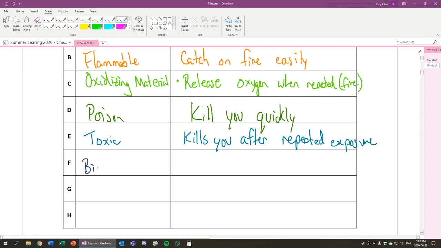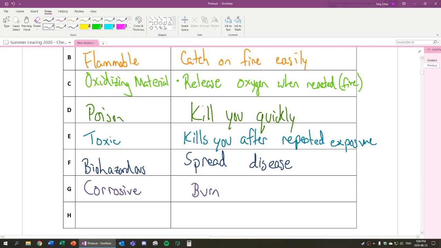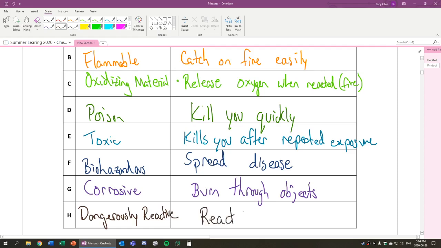We also have biohazardous. And these can spread disease. So you might see this in a hospital where they put the reused needles. The next one right here is corrosive. Corrosive means it can burn through objects. And the very last one we have here is dangerously reactive. And that means this thing could react violently or explode.